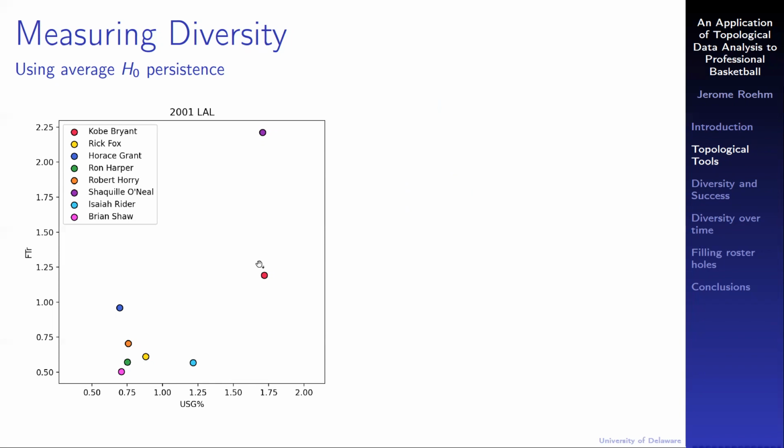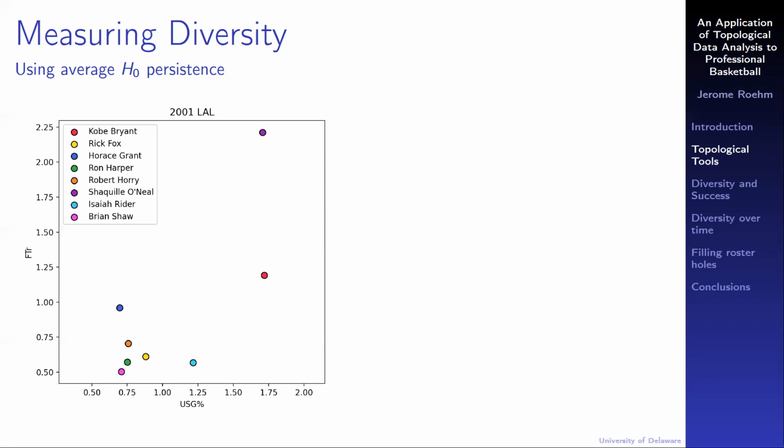For example, we see that Kobe Bryant and Shaquille O'Neal took a large proportion of the team's shots, and that Shaquille O'Neal was fouled and shot free throws at over twice the rate of the average player in 2001. We will now look at how persistent homology could quantify diversity of the Lakers in relation to these two statistics.